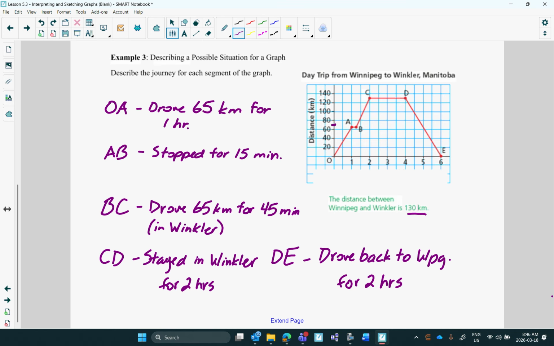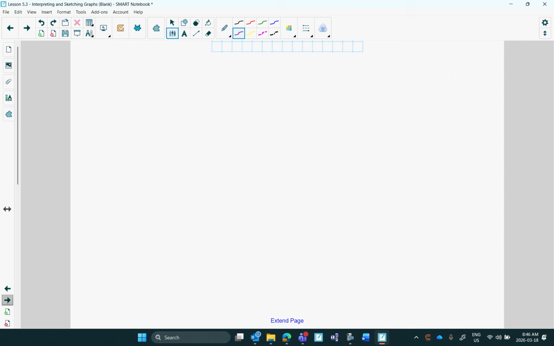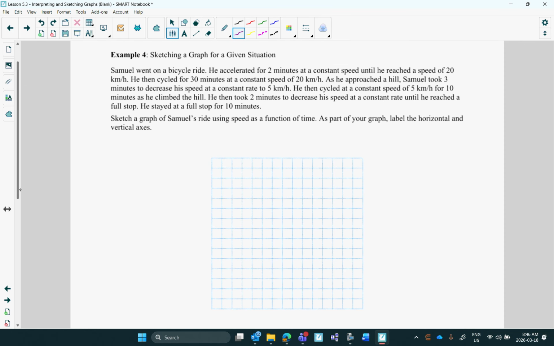Okay, now what if we were asked to go the other way? We were given information and then asked to graph it. That's what the next example does. And you see, you've got a graph here you can use. So this guy Samuel went on a bike ride.